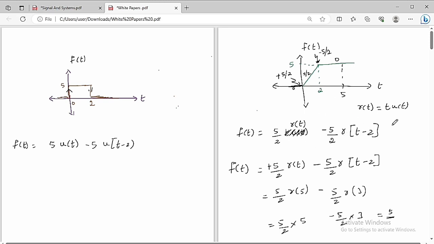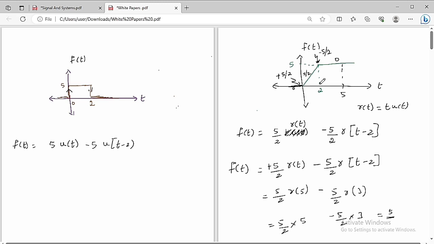So like this, you have to write R of t is nothing but t into u of t. So the coefficient is nothing but the change in slope, final value minus initial value. 5/2 - 0, which is 5/2. 0 - 5/2, which is -5/2. Either you can think like that: how much amount of slope we need to add to the previous signal in order to get the next signal slope. Like that also you can see. And any other concept is the same.